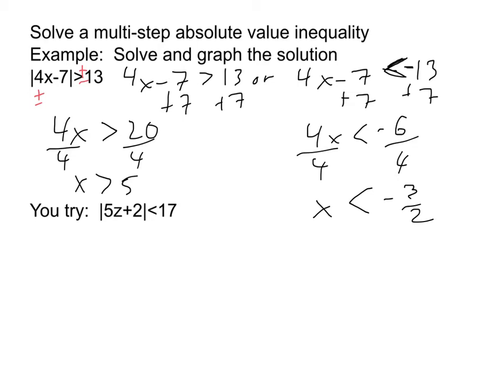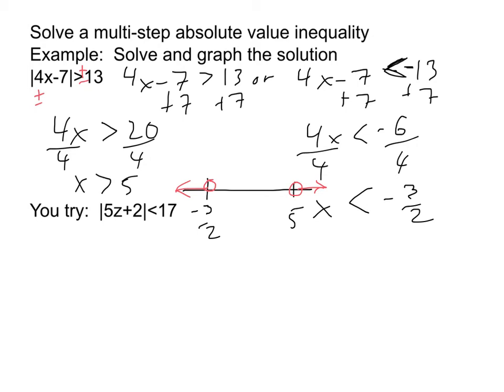Okay, to graph that solution, we have negative 3 over 2 and 5. X is less than negative 3 over 2, so an open circle and this direction. X is greater than 5 would go that way, so that's our solution to that one. Okay, hit pause and you try the next one.